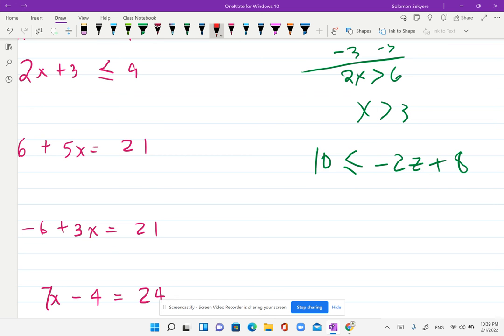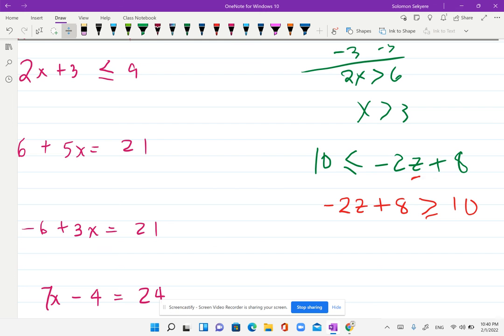Okay, my variable here is z. So you see this here, I can rewrite the same thing as negative 2z plus 8 is greater than or equal to 10. It's the same thing. I've just flipped it, right? Okay, so let's do these here.